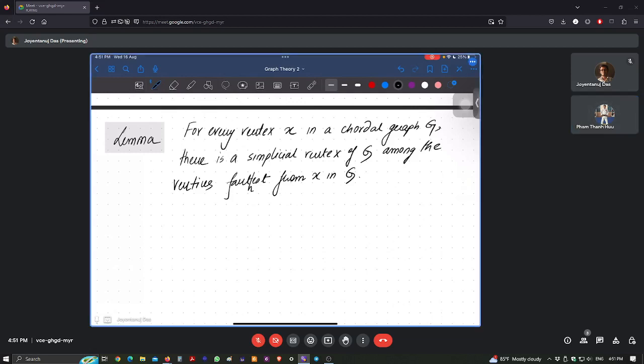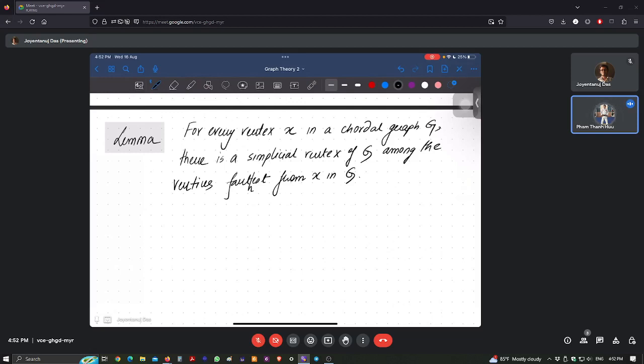So is the statement fine? For every vertex x in a chordal graph, there is a simplicial vertex among the vertices farthest from x in the graph G. Yes, okay.